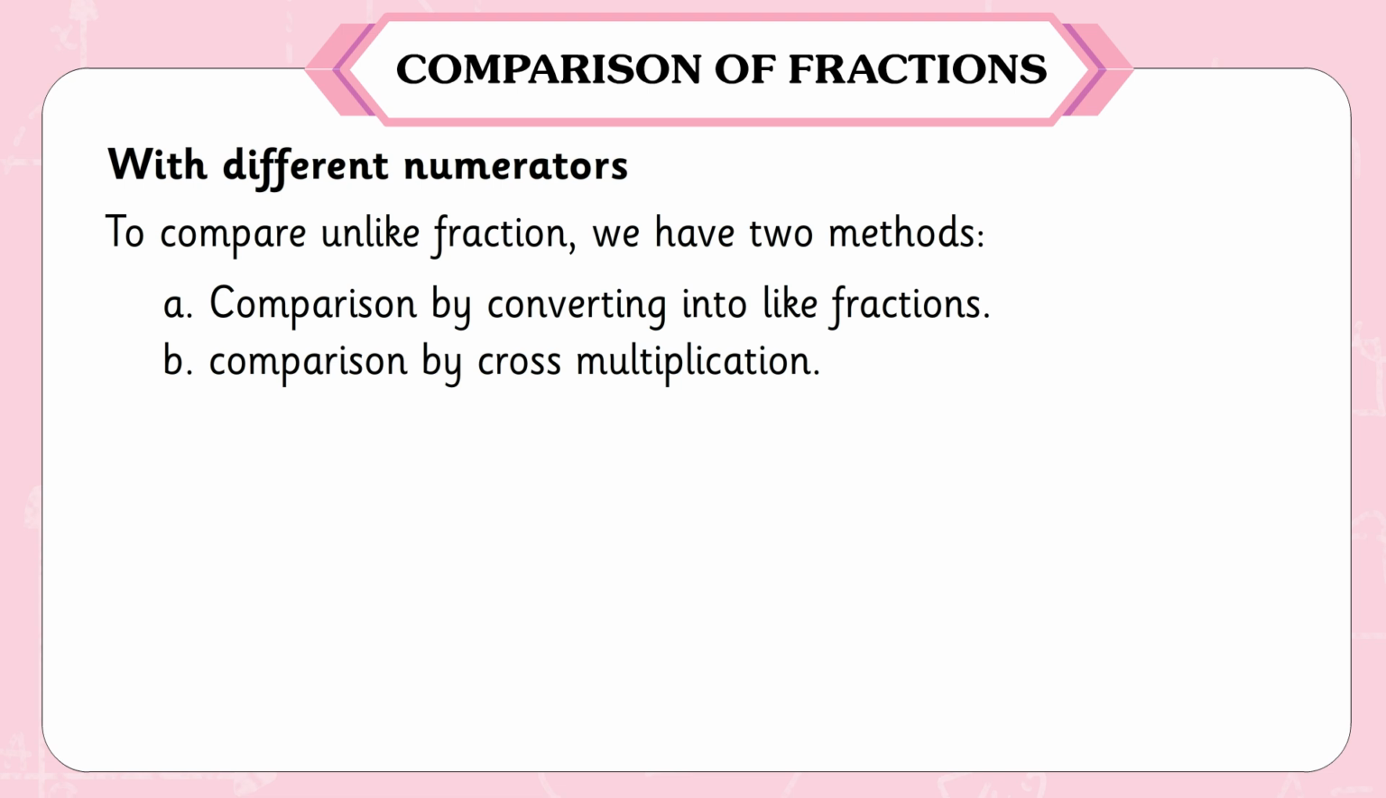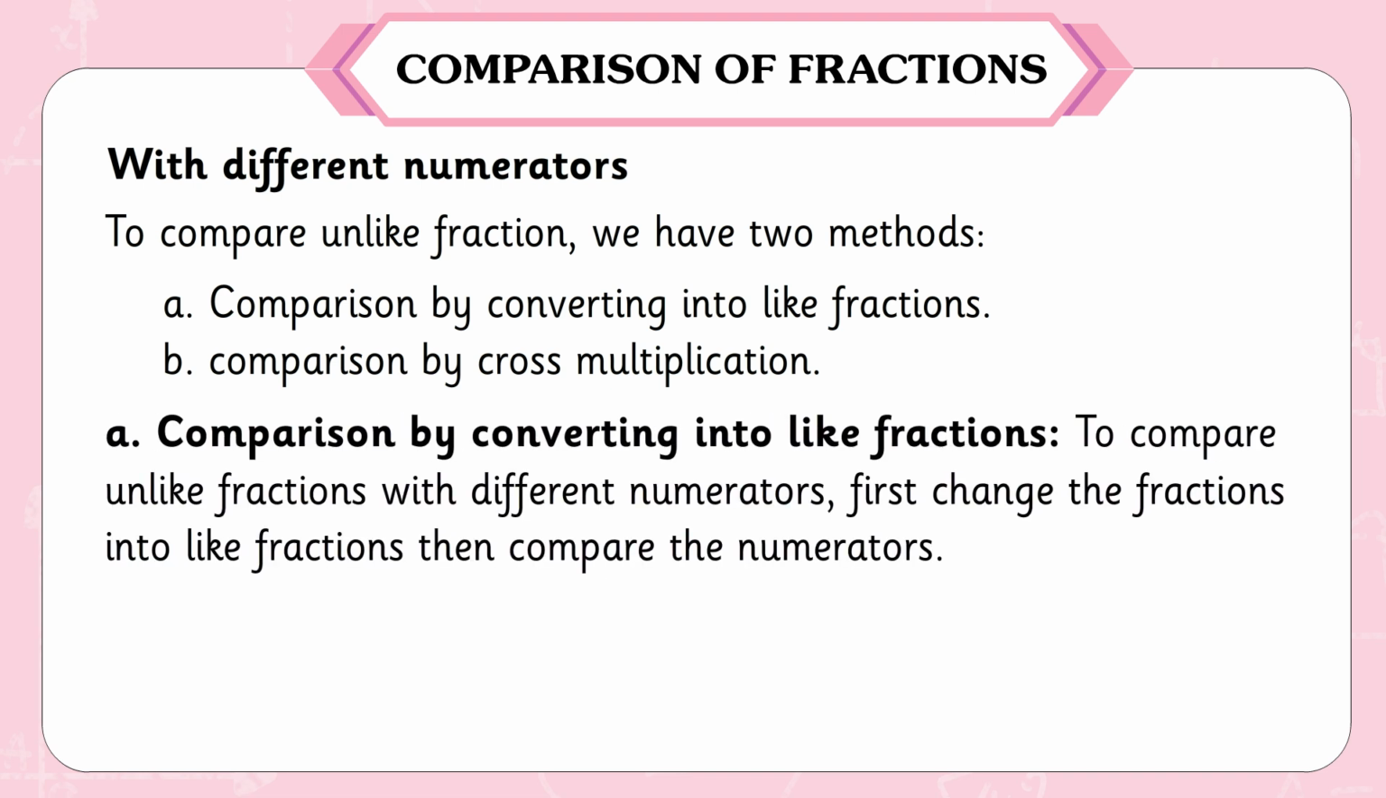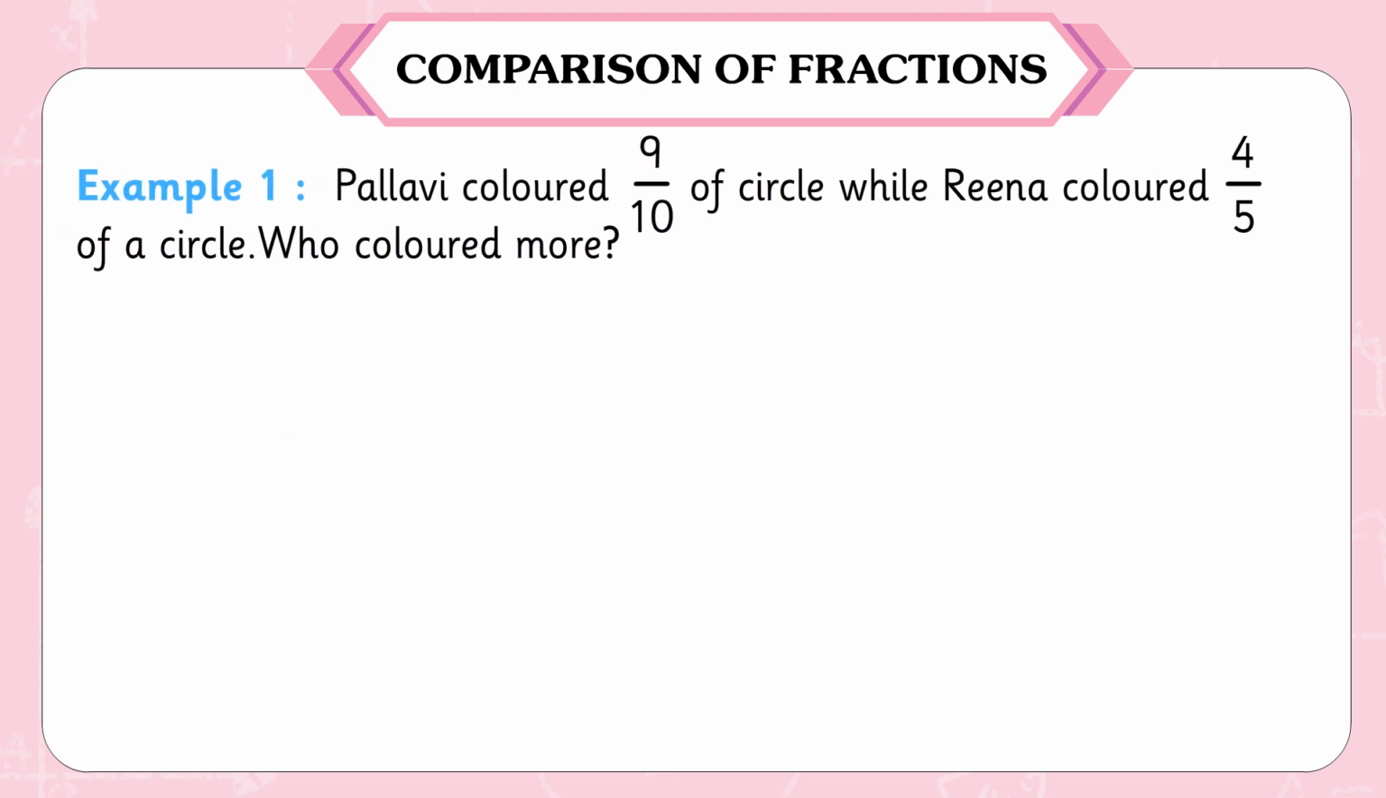A. Comparison by converting into like fractions. B. Comparison by cross multiplication. A. Comparison by converting into like fractions. To compare unlike fractions with different numerators, first change the fractions into like fractions. Then compare the numerators. Example 1.